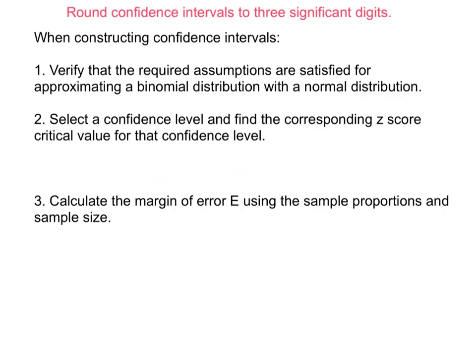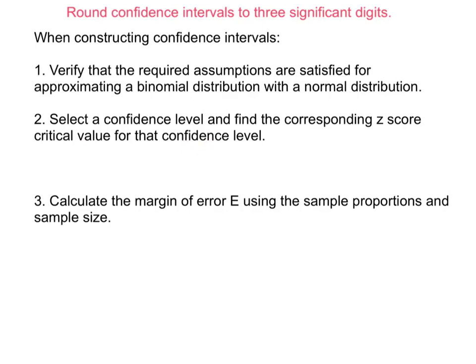Okay, now we're going to look at constructing a confidence interval. What are the steps? Keep in mind that when you are finding your confidence interval, you want to round it to 3 significant digits. I put that in red to help you remember that. The first thing we want to do is verify that the required assumptions are satisfied for approximating a binomial distribution with a normal distribution, and we went over that earlier in the video. The next thing is to select a confidence level and find the corresponding z-score or critical value for that confidence level.